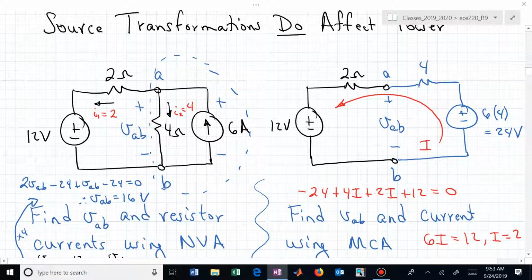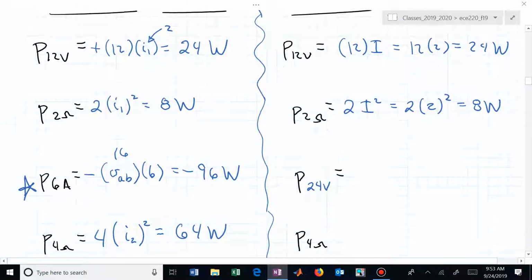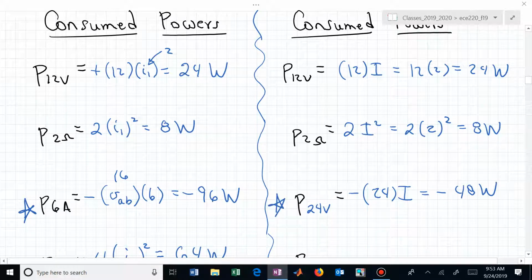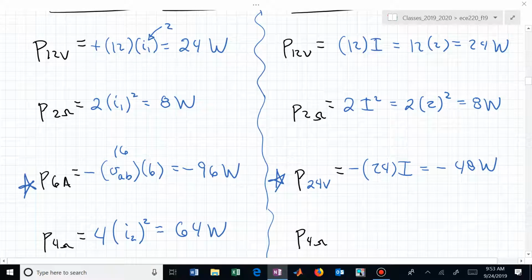Formula-wise, VI, where V is 24, I is, we calculated to be 2, and what's the sign on that formula? And it's minus because of the passive sign convention. I was 2. This is now minus 48 watts. And that we said we wanted to compare. So it's different in terms of power being supplied.